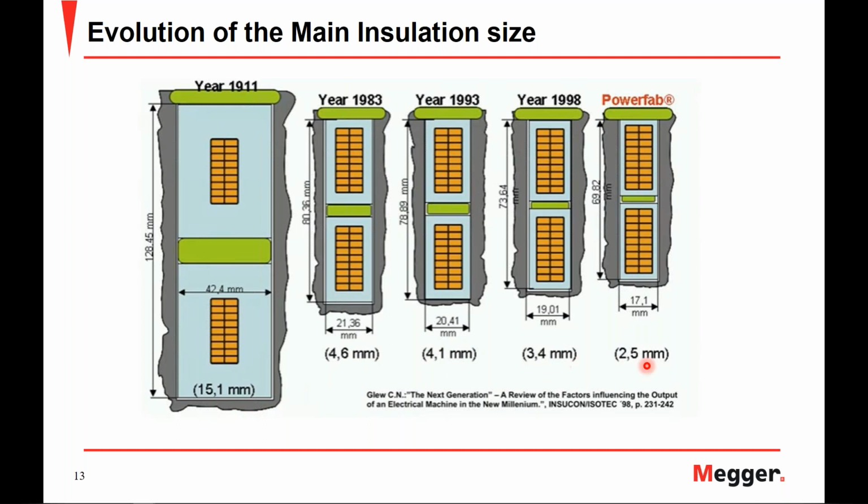And as we move down to today, we can see that the insulation systems today are based on mineral main wall insulation impregnated with high-end, low viscous epoxy resins, resulting in a single wall thickness of only 2.5 millimeters, while still achieving the electrical stress rating of 3 kV per millimeter.